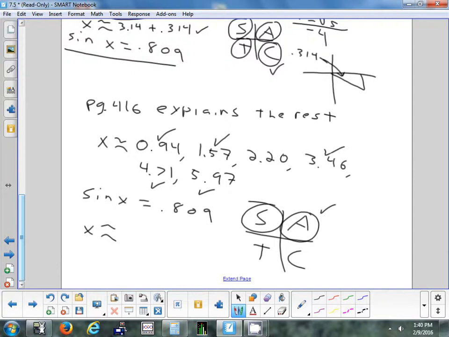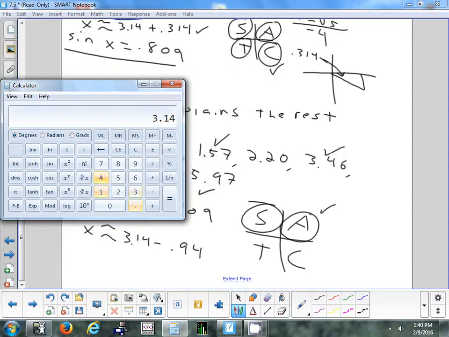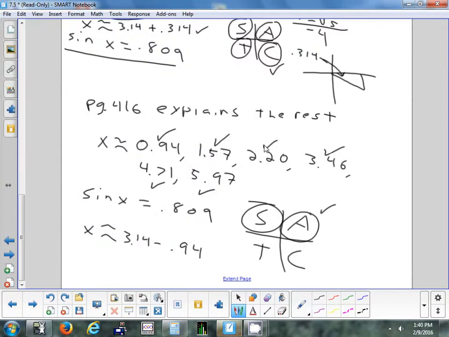Now I'm looking for an answer in quadrant 2. Should be 2.2. How do you get an angle in quadrant 2? Pi minus what? Pi minus my reference angle, which we found was 0.94. I didn't write it down because we already had it. I wrote it earlier. Okay, let's try that. 3.14 minus 0.94, 2.2.